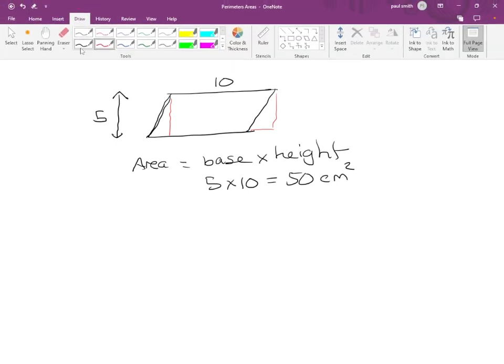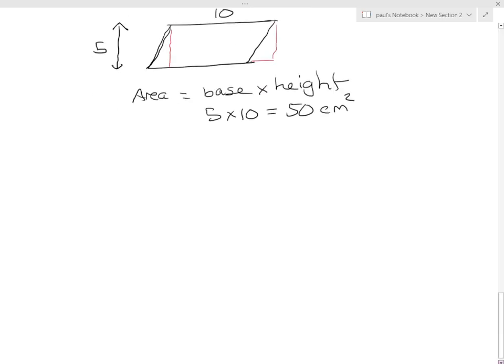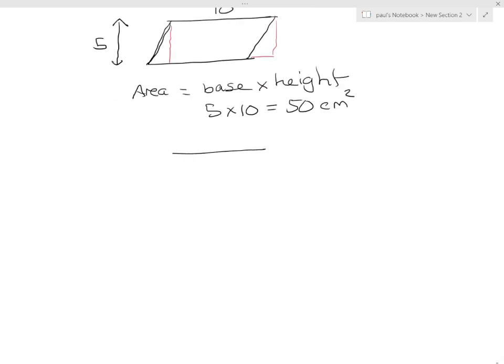Now there is another four-sided shape. There are lots of shapes, and this shape is called a trapezium.